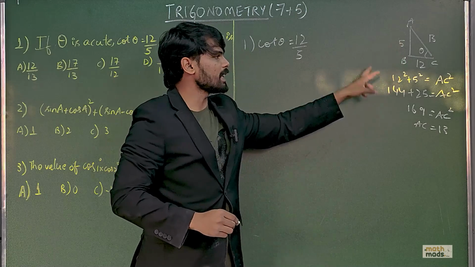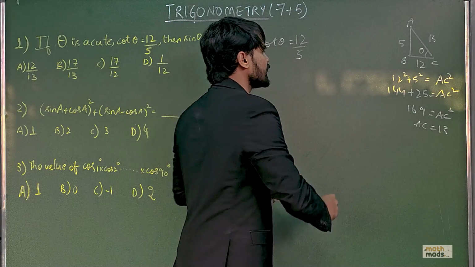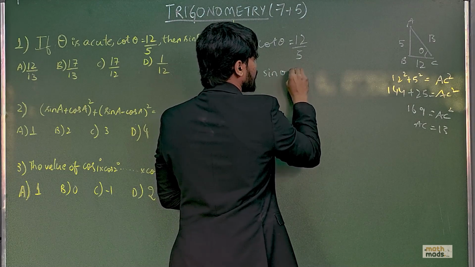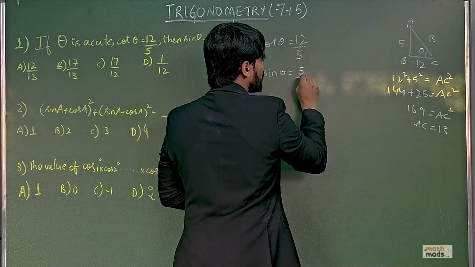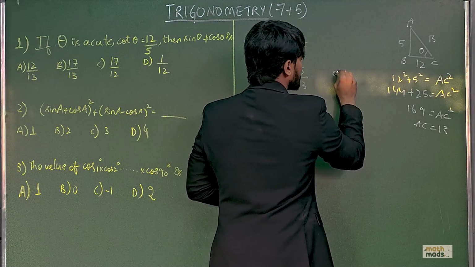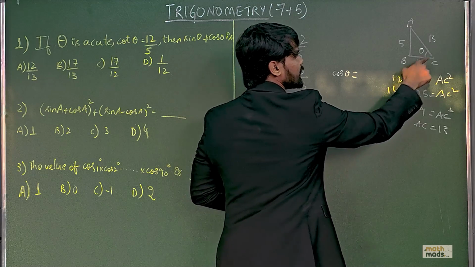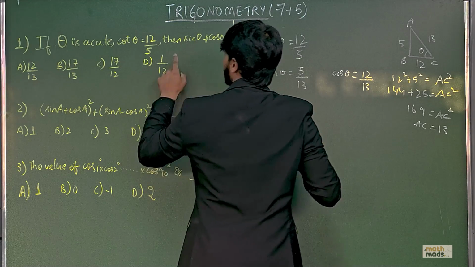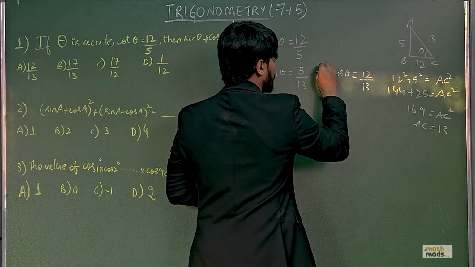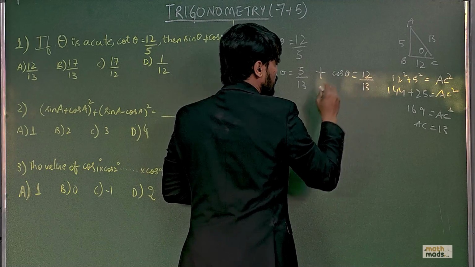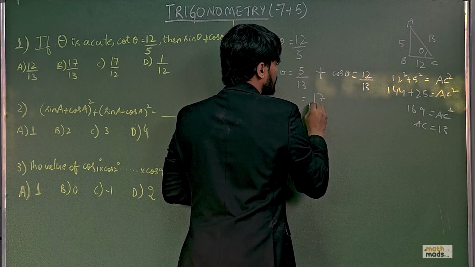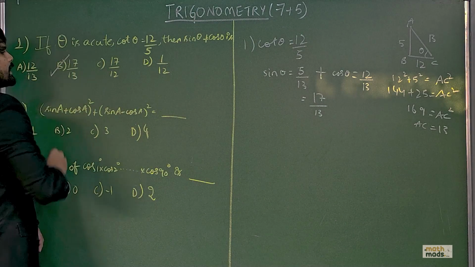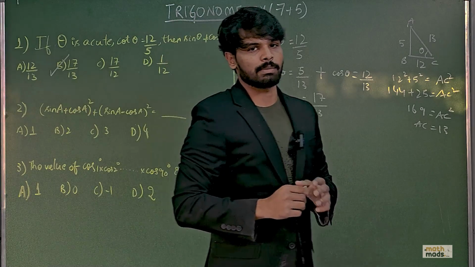Now you know all the three sides. So what is sin theta? Sin theta is opposite by hypotenuse, which is 5 by 13. What is cos theta? Cos theta is adjacent by hypotenuse, so it is 12 by 13. What is the value which we have to find? Sin theta plus cos theta. So take the sum of both of them. 5 by 13 plus 12 by 13 is nothing but 17 by 13. Which is the correct option? Option B is the correct answer. This is your first MCQ.